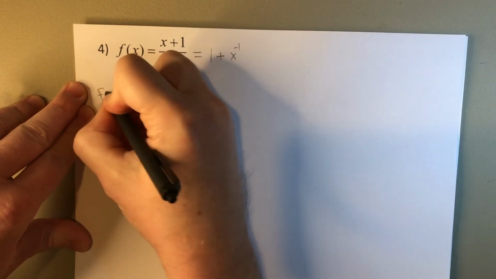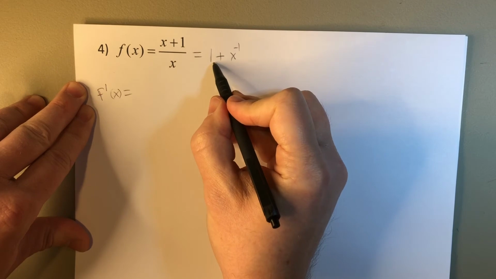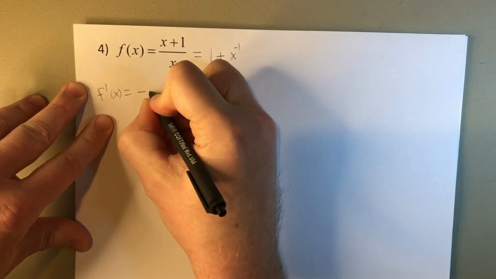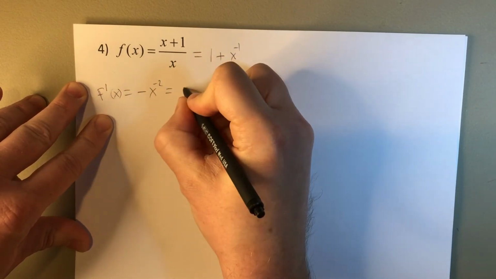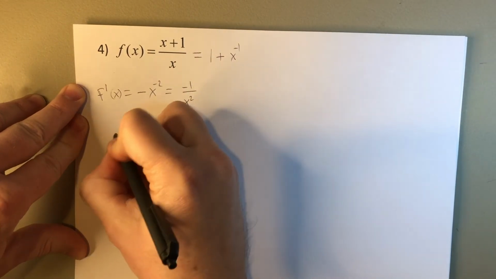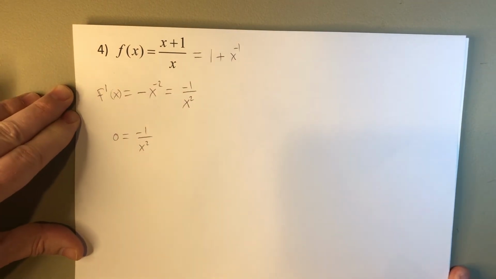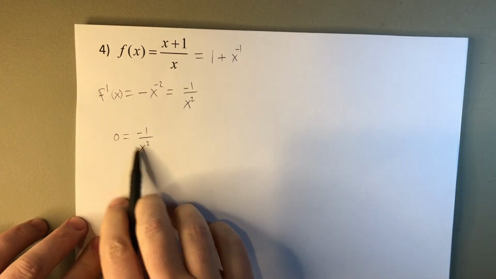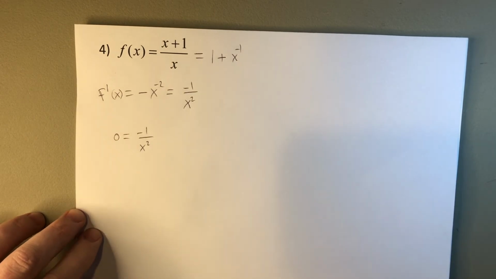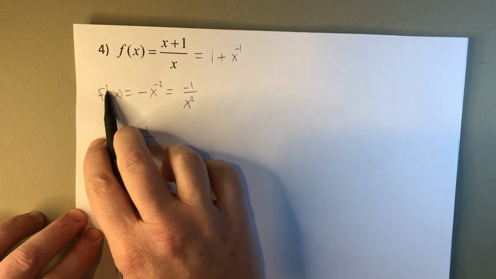Now I'm ready to differentiate. Same idea. F prime of x is equal to what? Derivative of 1 is 0. And the derivative of x to the negative 1 would be what? Negative x to the negative 2, which is exactly the same as negative 1 over x squared. All right, now we set this thing equal to 0, and we solve for x. Well, if I were to multiply both sides of this by x squared, you get 0 equals negative 1. That's not true. So therefore, there are no x values that would make the first derivative equal to 0.